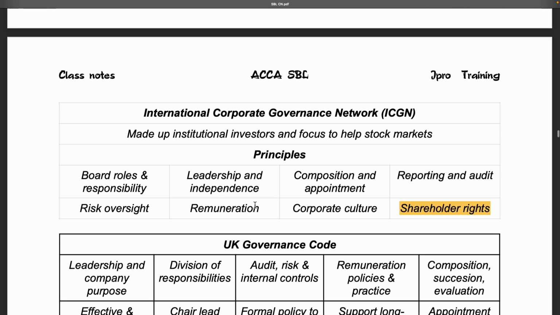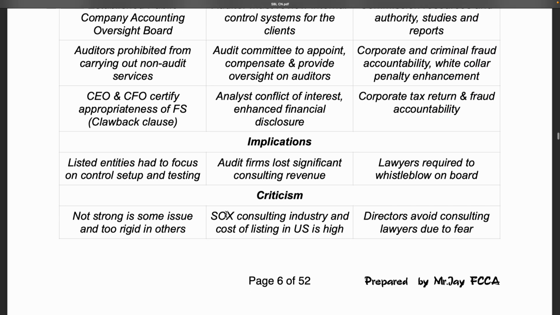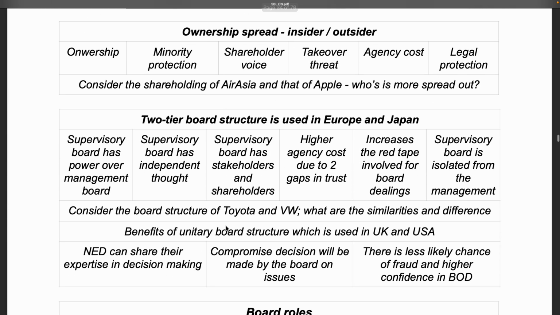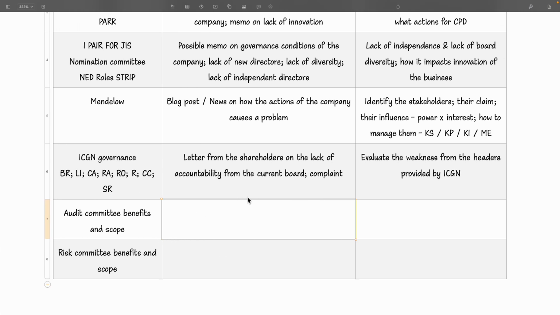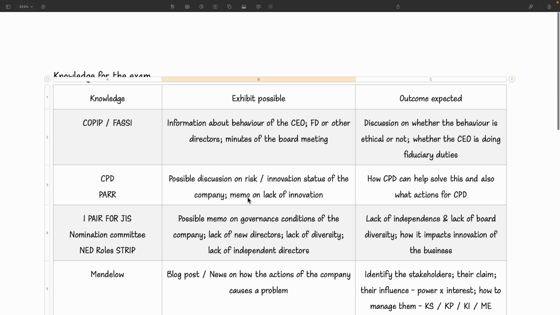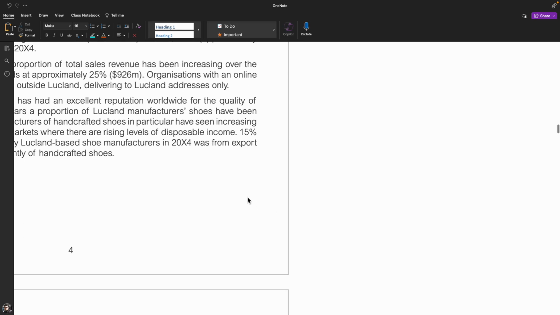So don't forget there is something called this. Okay, I'm already done with this part. Ownership, don't worry. Two-tier board, not very critical. I don't think they can ask you about two-tier board, about establishing two-tier. It's possible, make a note, it's possible they can ask you about two-tier board. Let me just go through to the point here.